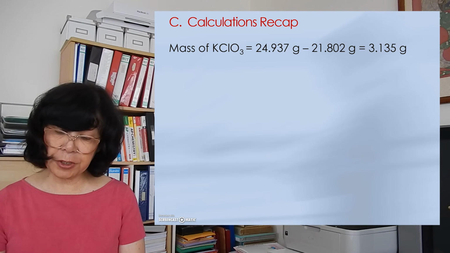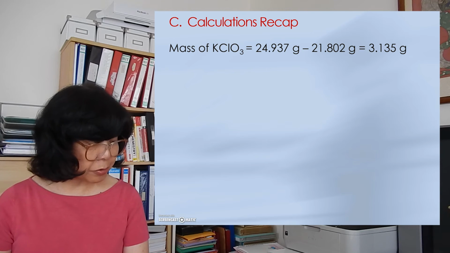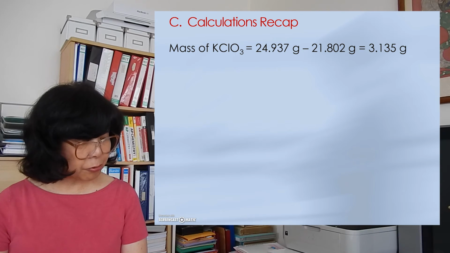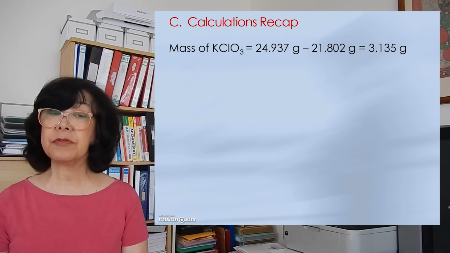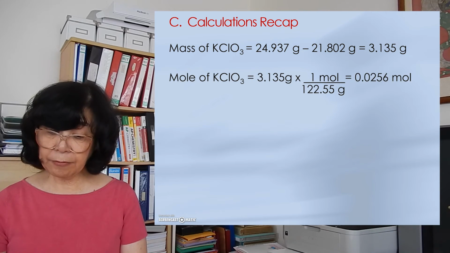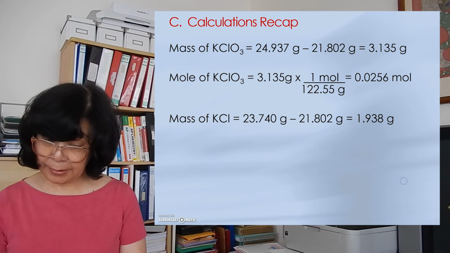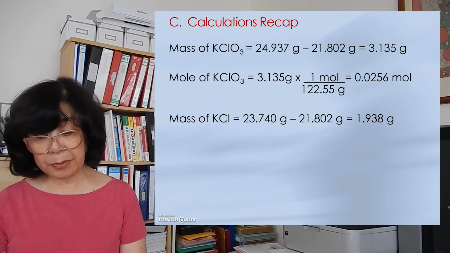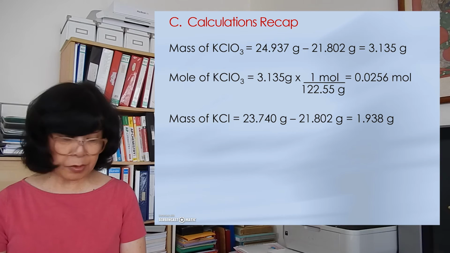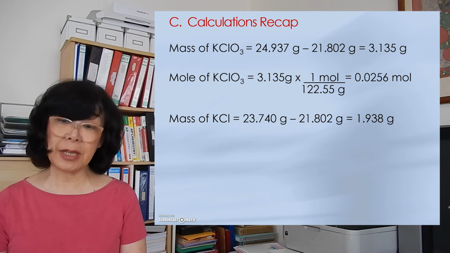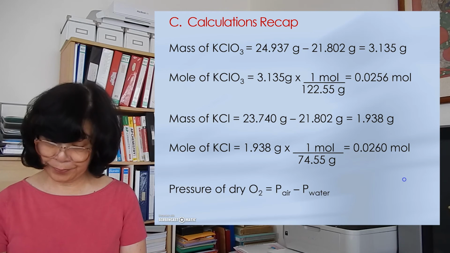Now the calculation. First, we need to find the mass of the potassium chlorate that we place into the test tube. So we take line 3 of the data chart minus line 2 from the data chart. Then we convert it into moles of potassium chlorate. Now we find the mass of the potassium chloride residue left behind in the test tube. So we take line 4 and subtract line 2 from it, from the data chart. And we convert it into moles of potassium chloride.